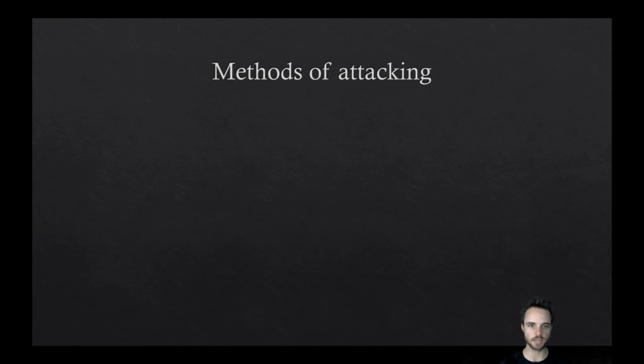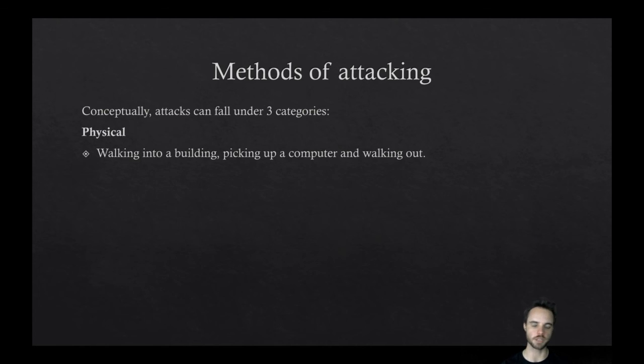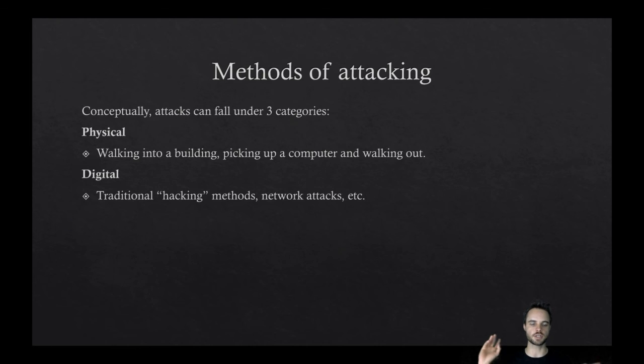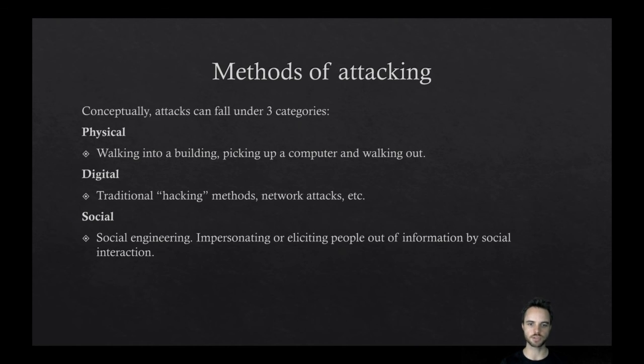Moving into the methods of attacking, we've got conceptually 3 categories. Physical, so this could be breaking into a building, picking up a computer, walking out. It could be dropping a Raspberry Pi. It can be leaving an AP in there for remote access, and so on and so forth. You then got the digital world. You're going through the traditional hacking methods and network attacks. You've got phishing. You've got the websites, email services, whatever's digitally facing. And then you've got the social. So social engineering or impersonating, eliciting information out of people through social interaction.